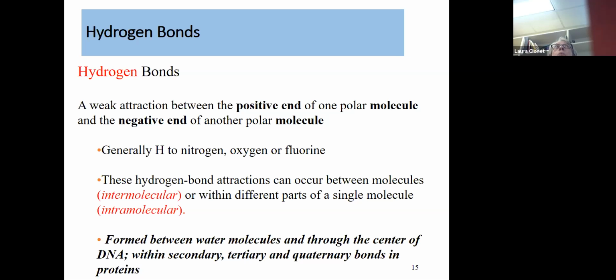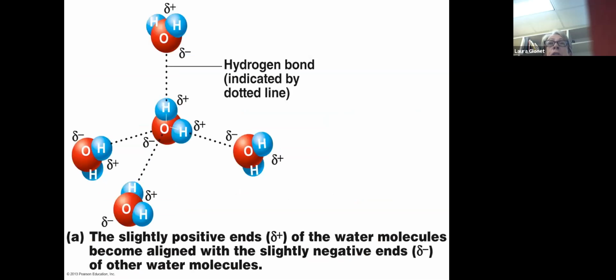a very good example is water to water, or again, if we talk about it intramolecularly, within the center of DNA, or what keeps our secondary, tertiary, and quaternary structures of a protein together. So it can be formed between water molecules and through the center of DNA, and then also within the secondary, tertiary, and quaternary bonds of a protein. And that's why we have to look at more detail of proteins and things like that. All right, so those are our four types of bonds: ionic, polar covalent, non-polar covalent, and hydrogen.